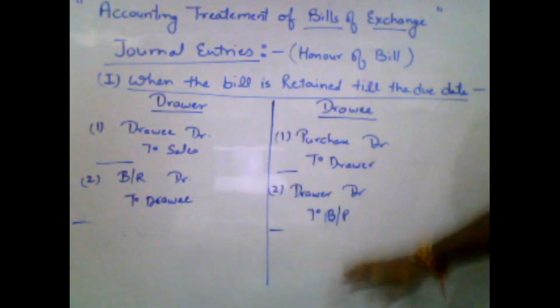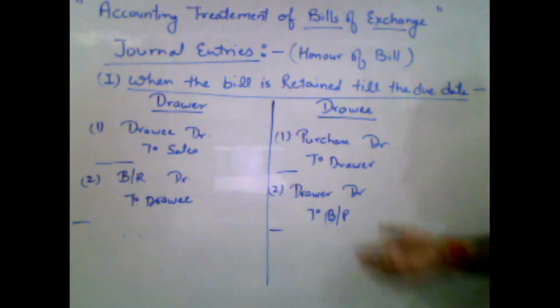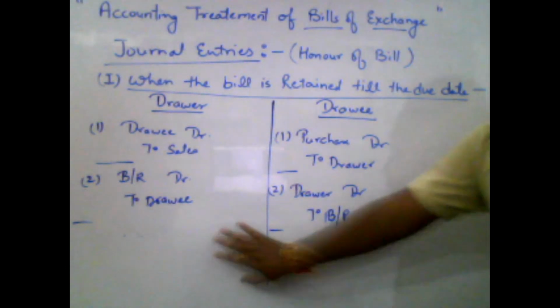We pass the journal entry which are related to the case number one. The case number one is honor of the bill. Honor of the bill is the situation when drawee paid the amount of the bill on due date. It means ये ऐसा situation है जहाँ पर drawee क्या करता है? ड्यू डेट पर पेमेंट कर देता है. किसको पेमेंट कर देता है?